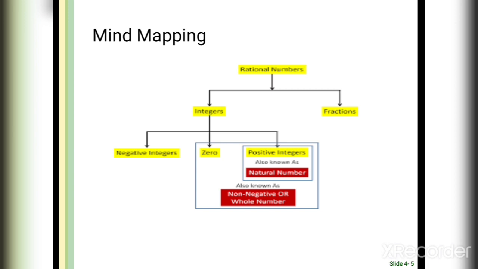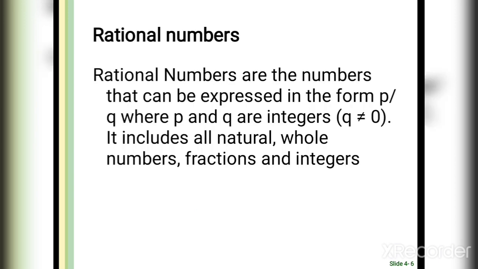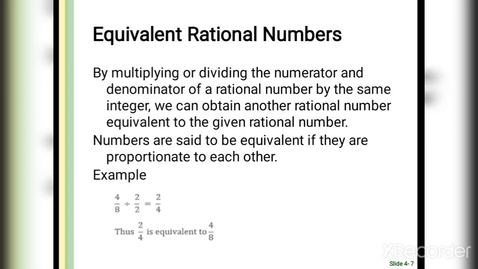This is the mind mapping. Here, under the rational number, there are two things, integer and fraction. An integer considers the negative integer, 0 and positive integer. Rational numbers are the numbers that can be expressed in the form of p by q, where p and q are integers and q cannot be equal to 0. It includes all the natural, whole numbers, fractions and integers.